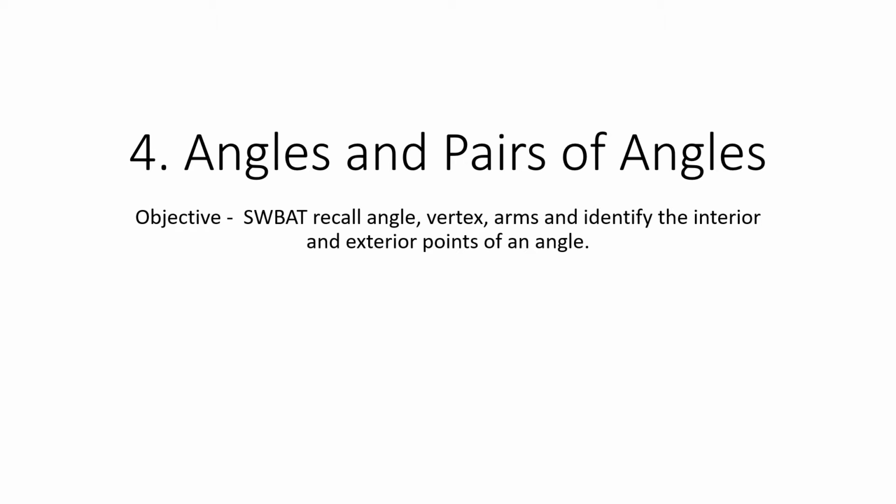So we have already completed in grade 6 what do you mean by angle, what do you mean by vertex, what do you mean by arms. So we are going to do a quick revision, okay, a quick recap of what are angles, vertex and arms, and what are we going to learn today. We are going to learn something new. There are two terms, interior and exterior points. So we are going to learn what are interior and exterior points of an angle today. So let's quickly start.